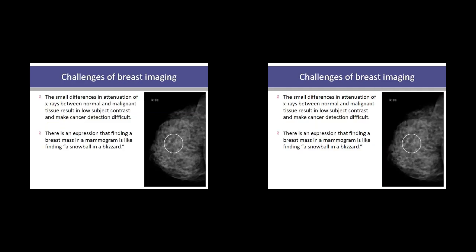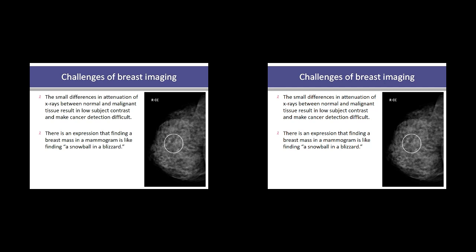With all of that information in mind, I've got an example showing how challenging breast imaging really can be, and the area highlighted with the circle does actually have a cancer there. The small differences in attenuation of X-rays between normal and malignant tissue result in very low subject contrast and make cancer detection very difficult. In fact, there is an expression that finding a breast mass in a mammogram is like finding a snowball in a blizzard.